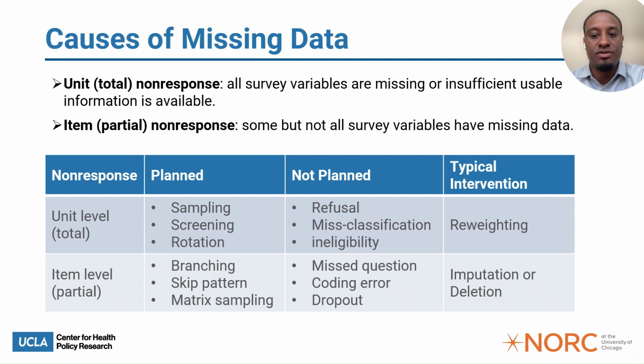The last column shows typical approaches for handling missing data. For unit non-response, the common fix is reweighting the data. But for item non-response, the main interventions are imputations or deletions. Simply deleting the data can throw away valuable information and introduce bias. In this case, imputation becomes our primary tool for ensuring fair representation. This is what we will be discussing in the rest of the course.